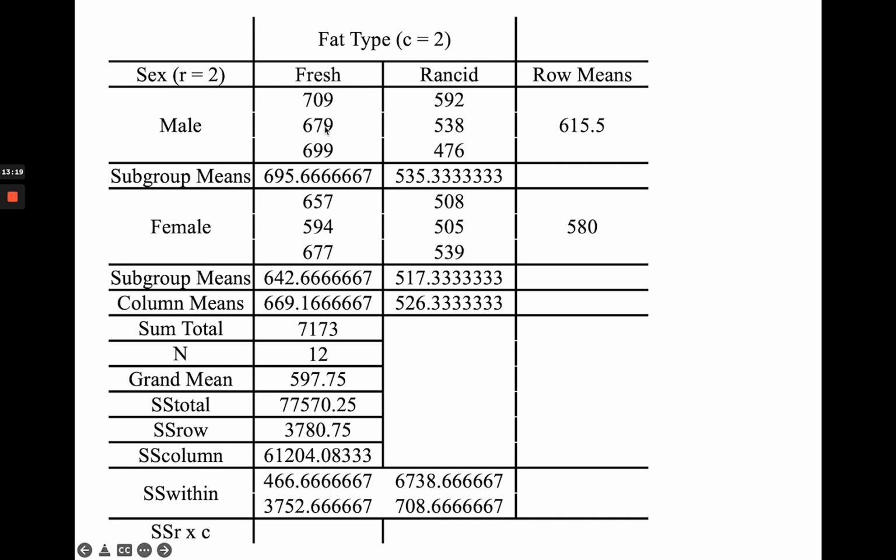466 corresponds to fresh male, 6738 male rancid, 3752 female fresh, 708 female rancid, and that all adds up to 11,666.67. Now the easiest way to find the row by column interaction sums of squares is by taking the total sums of squares, subtracting from that the sums of squares due to row, sums of squares due to column, and sums of squares within. And when you do that, it'd be 77,570 minus 3780 minus 61,204 minus 11,666. That should leave you with just 918.75. So take a minute, do all those calculations, and verify that you're getting the same answers as me.